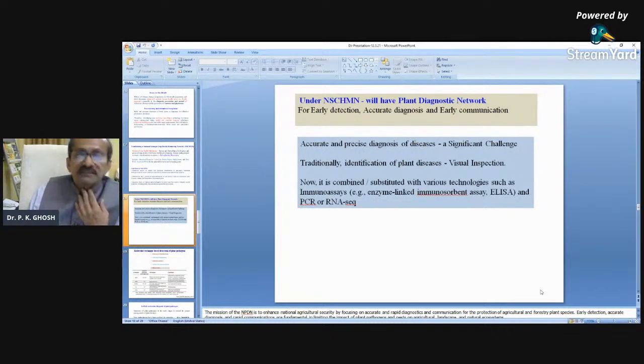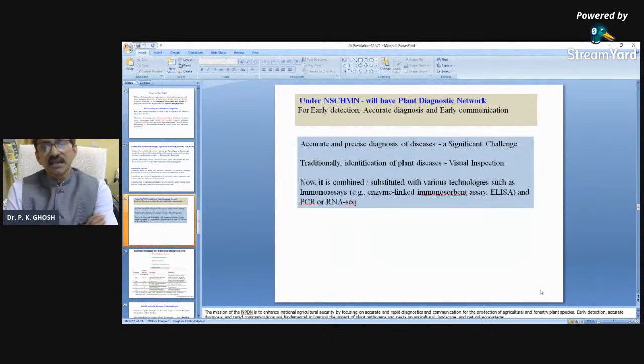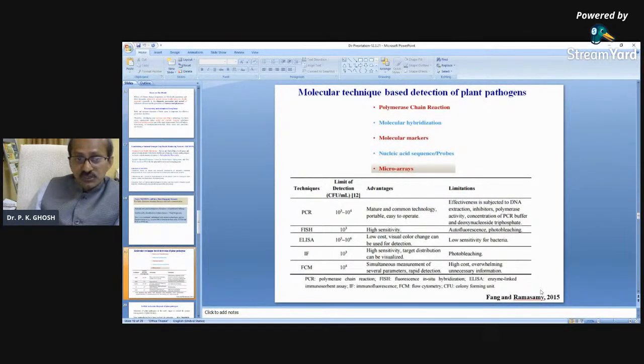Now, if we develop that, we can have a planned diagnostic networking system for early detection, accurate diagnostics, and early communication. As I mentioned, traditionally we go for visual inspection, but now there is modern technology. We are using ELISA and PCR. We all understand that this is a technology for early detection in laboratory conditions. These are the molecular techniques we are using for plant pathogen detection, where the polymerase chain reaction, that is PCR, is very effective as compared to others.